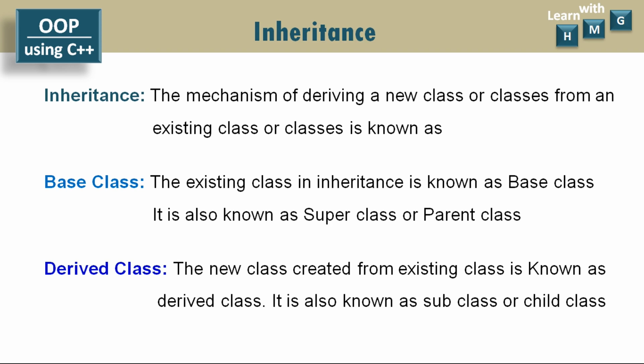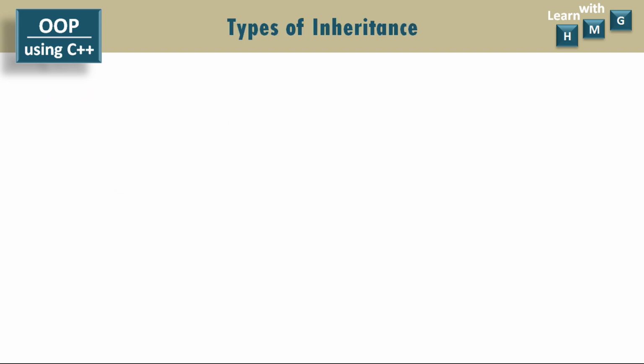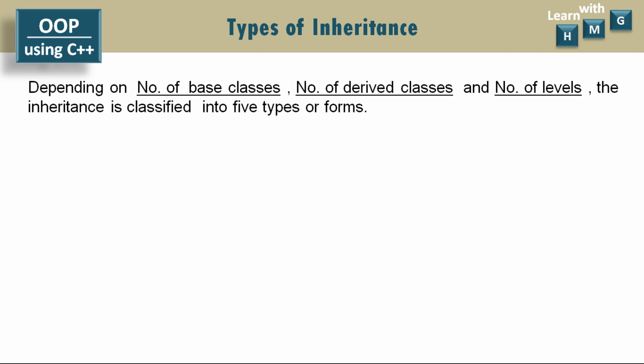So these are the three terms we will come across throughout this unit: inheritance, base class and derived class. Now let us see the types of inheritance. These types of inheritance depend on the number of base classes, number of derived classes and number of levels. According to this, the inheritance is classified into 5 types or 5 forms.